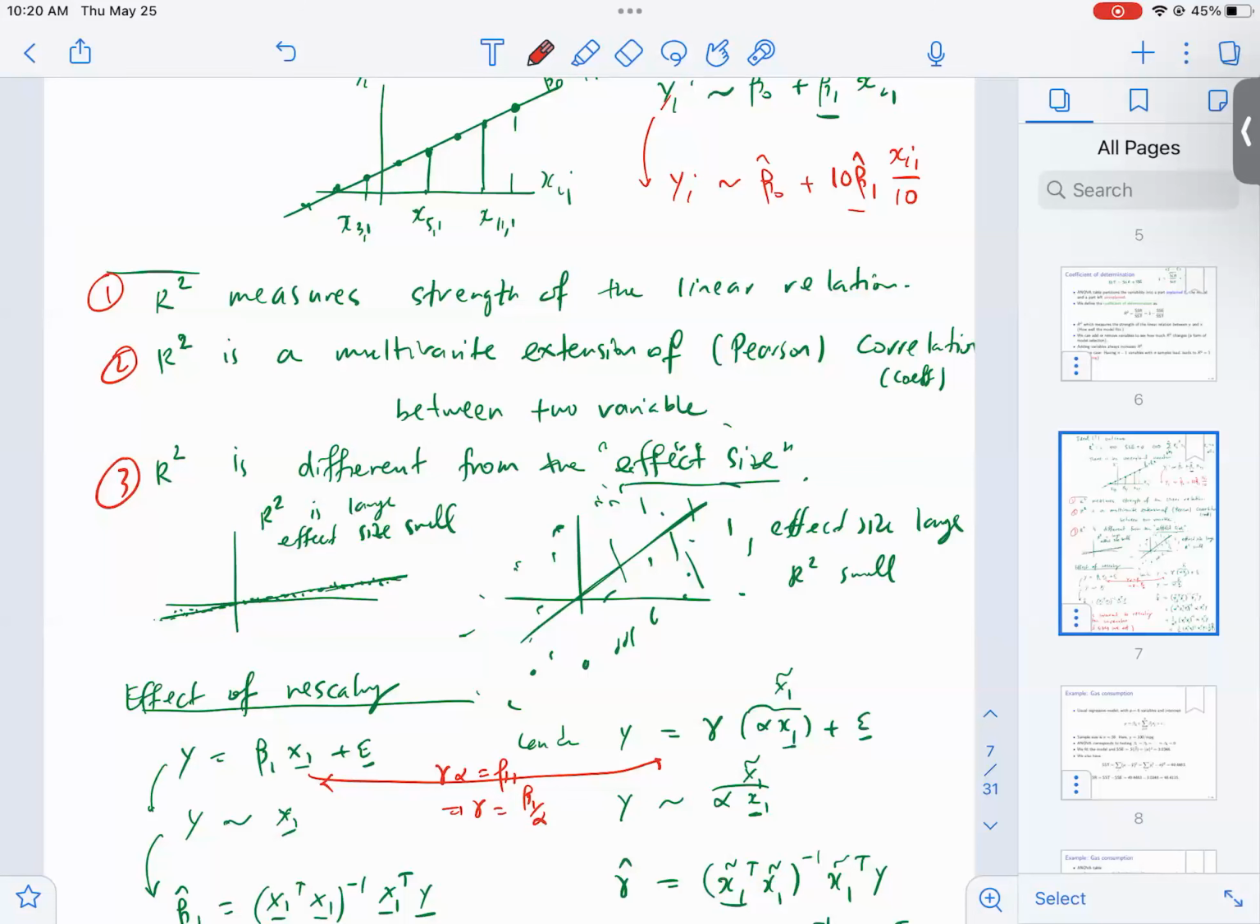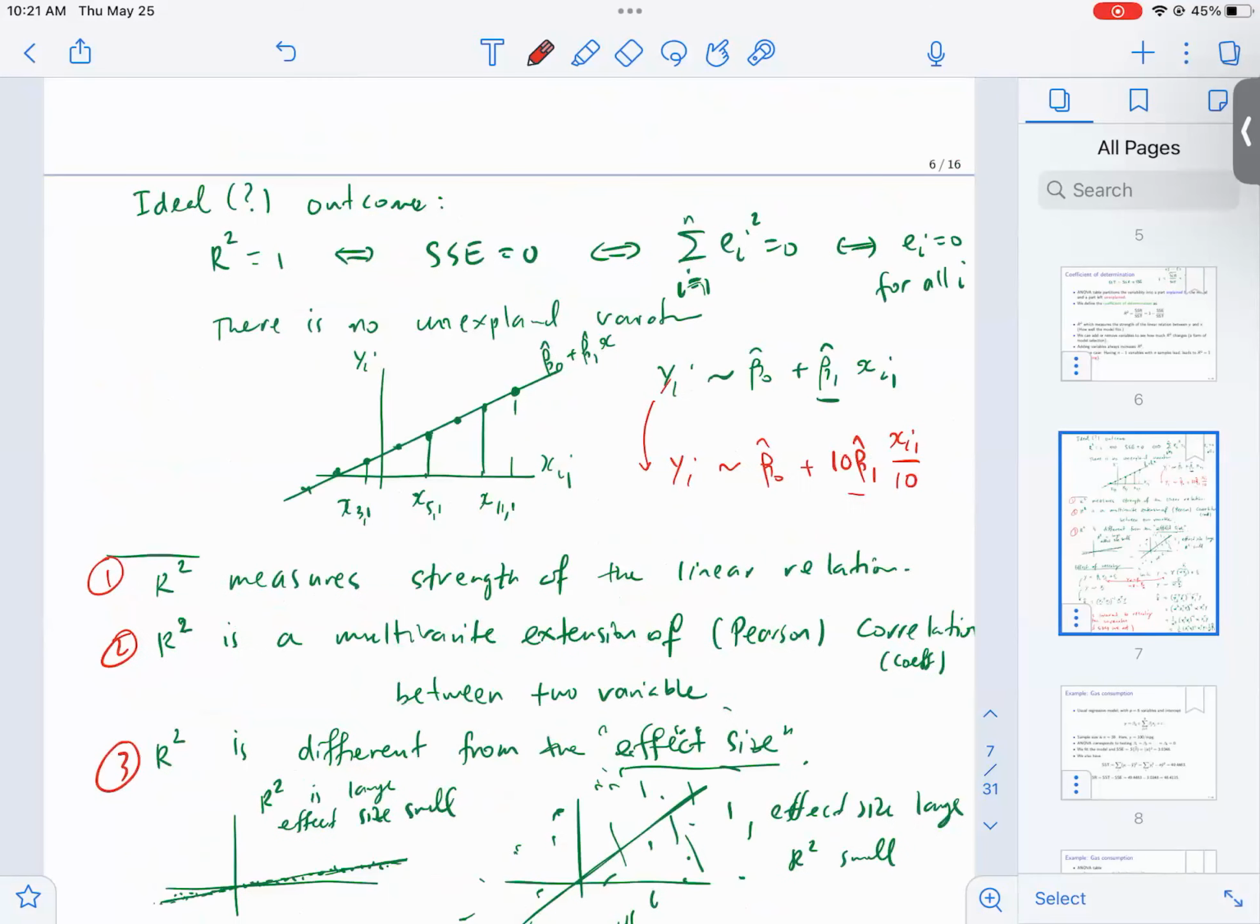What else? Any questions? What else do you know about R squared? Is it good to have R squared of 1? Good, bad? R squared 0, probably not good. R squared 1 looks okay, but is it really good? This is the question mark here. Is it ideal to have R squared of 1?